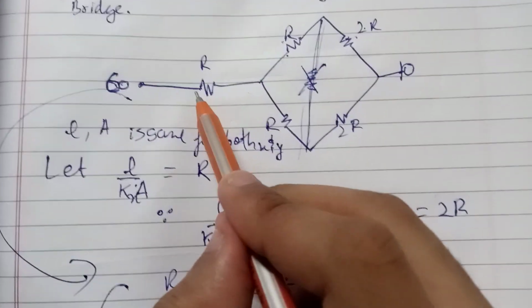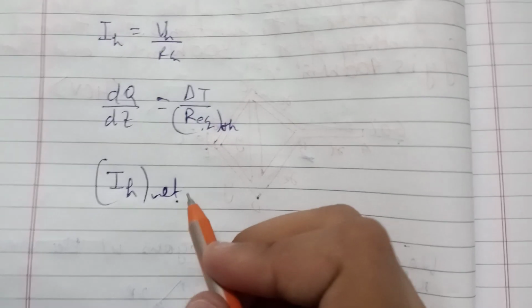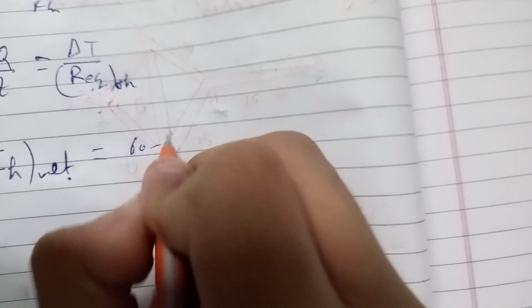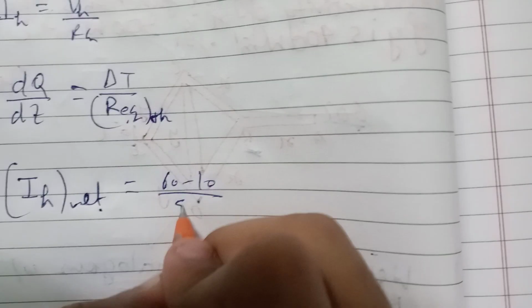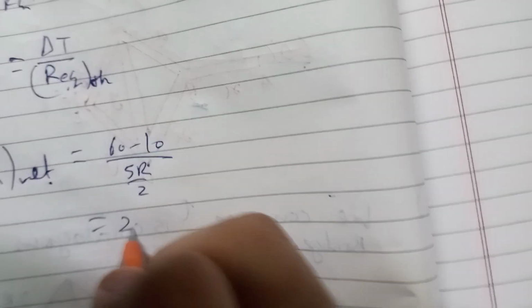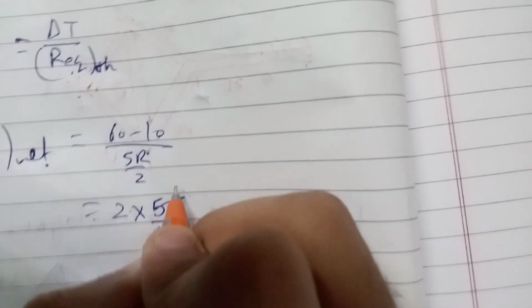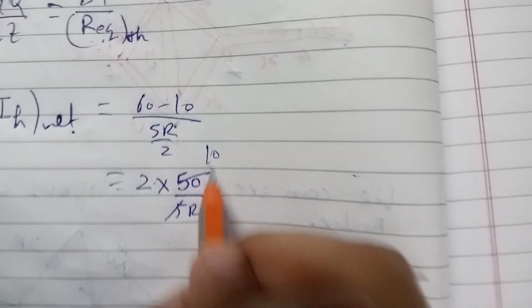Since the current here and here is the same, but then it divides into two equal parts, since both branches are the same, if we had to find that, we'd just divide this I net by 2. Now delta T is 60 minus 10 upon R equivalent, which is 5R by 2, which is equal to 2 times 50 by 5R. Now 50 and 5 will cancel off and this will be 20 by R. Now we have the I net.